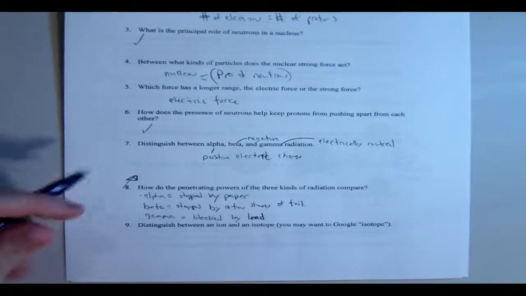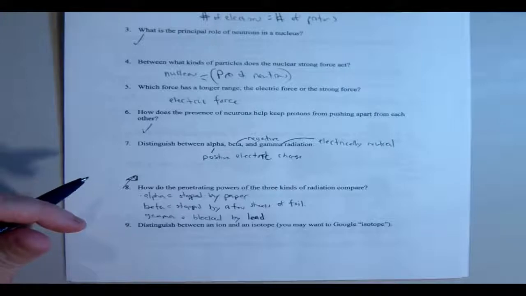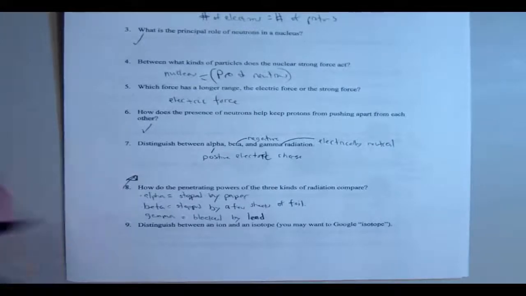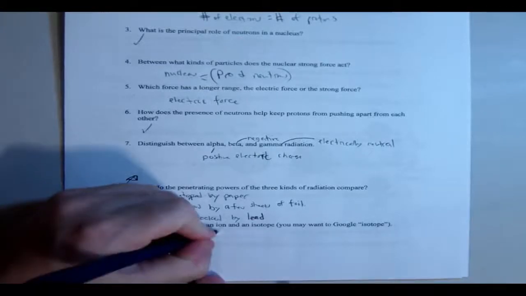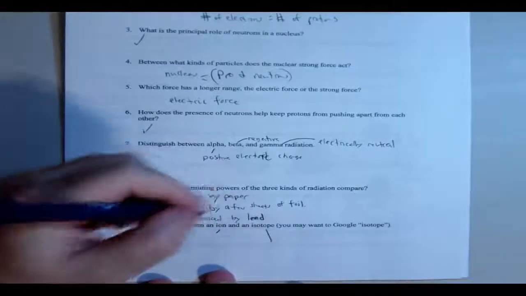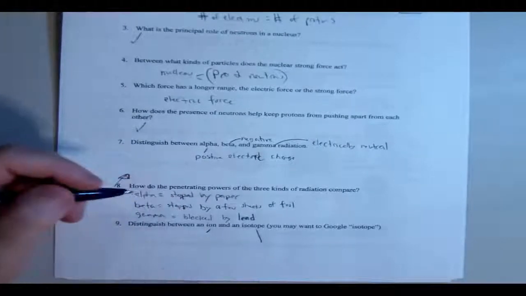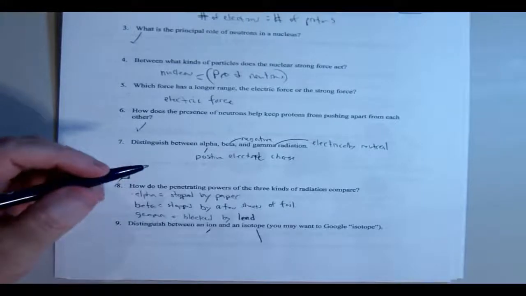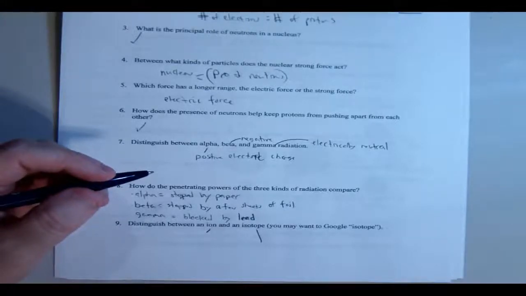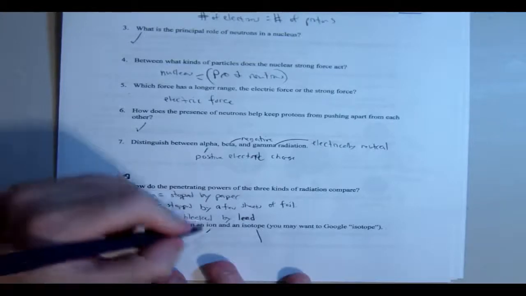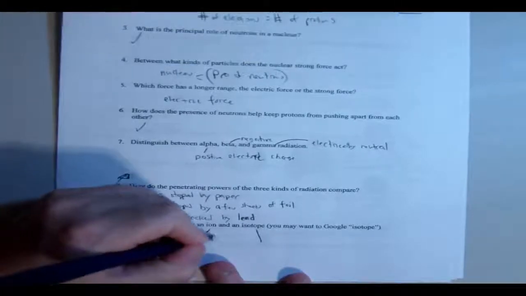Okay, number 9, distinguish between an ion and an isotope. You may want to Google isotope. You may want to Google them both. Just Google stuff, okay? I think we talked about isotope earlier, but we're going to cover them both. So we have ion and we have isotope. To give you the definition of an ion, it is a charged particle. What does that mean? That means it has a different number of electrons.